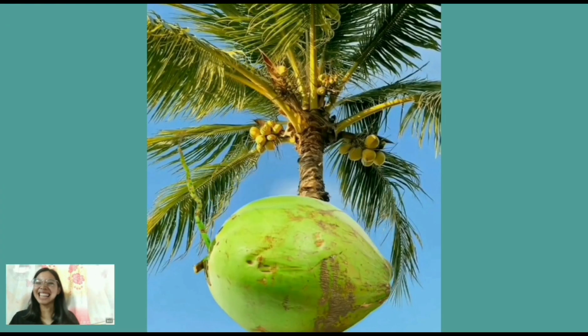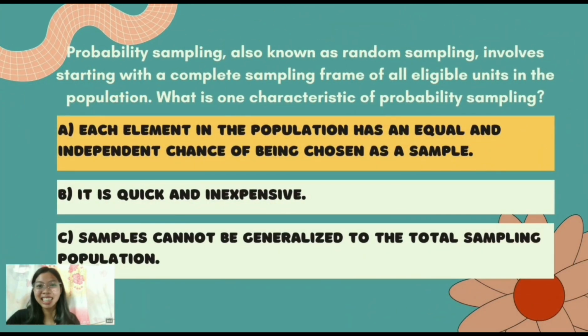The correct answer is A. Bakit? Probability sampling ensures that each element in the population has an equal and independent chance of being chosen as a sample, allowing the inferences drawn from such samples to be generalized to the total sampling population. Kaya ganun.